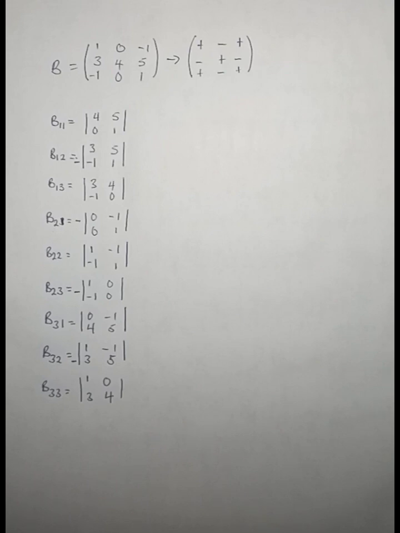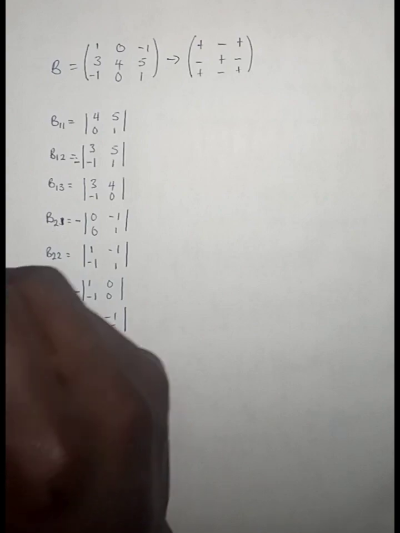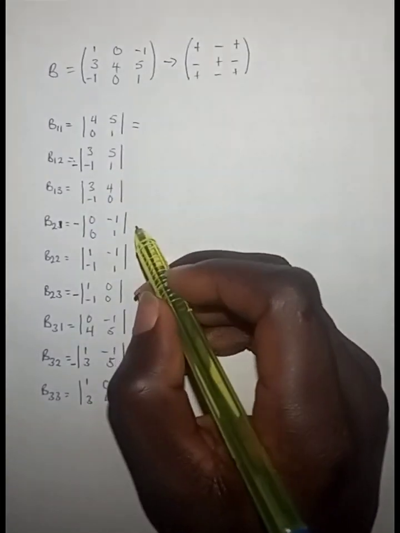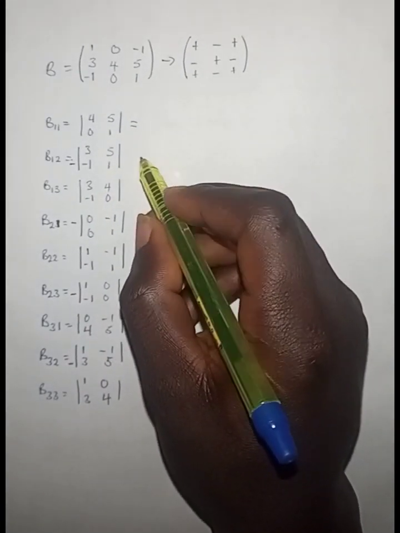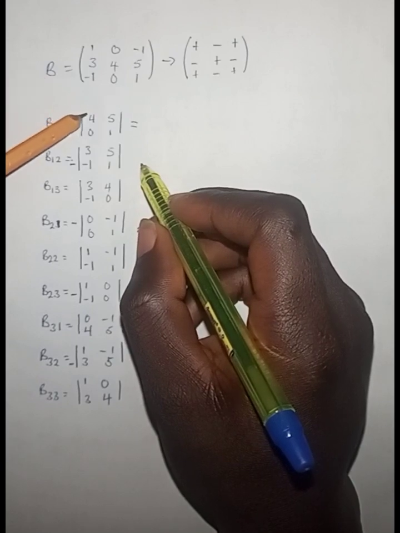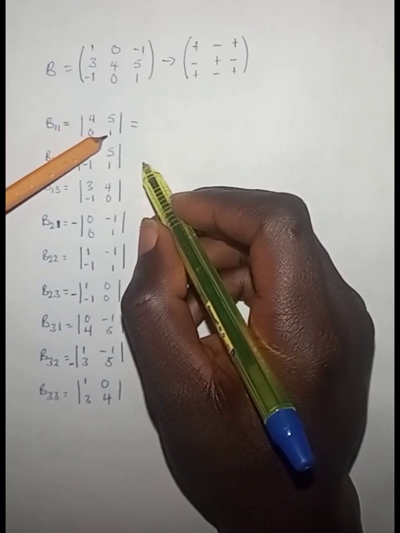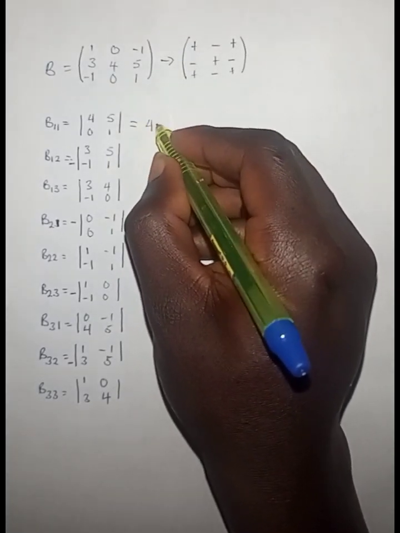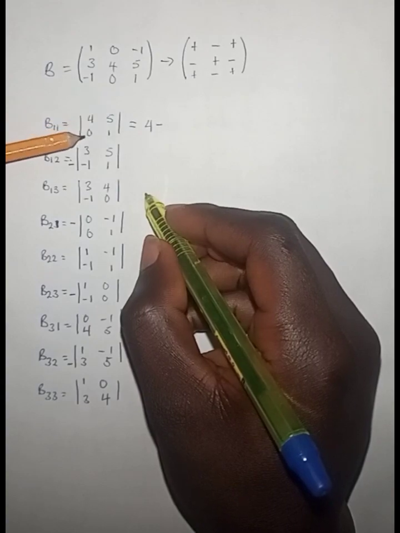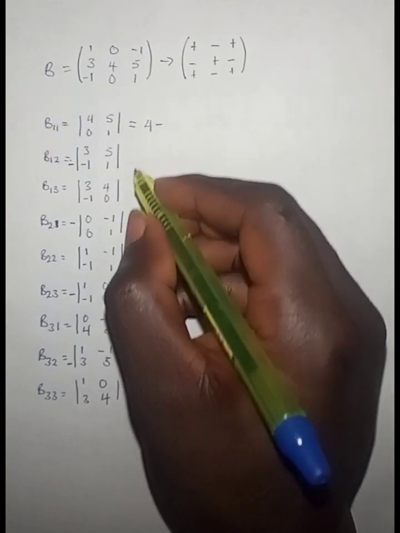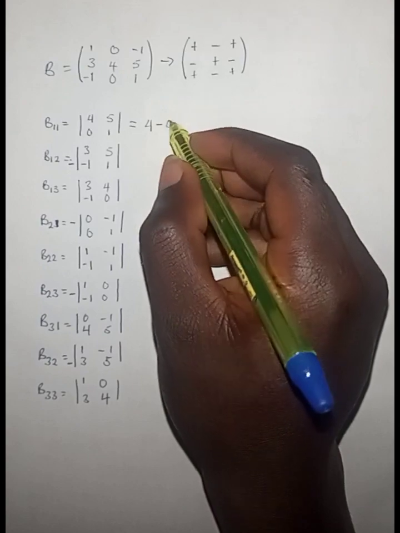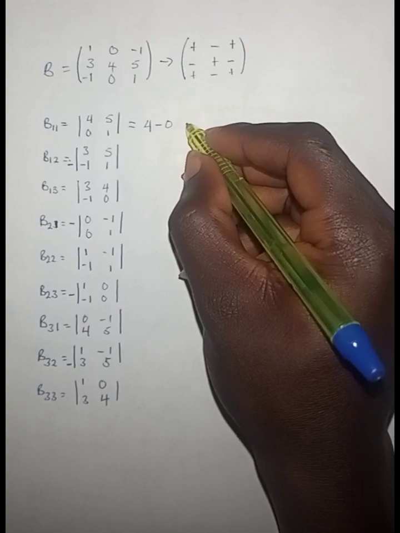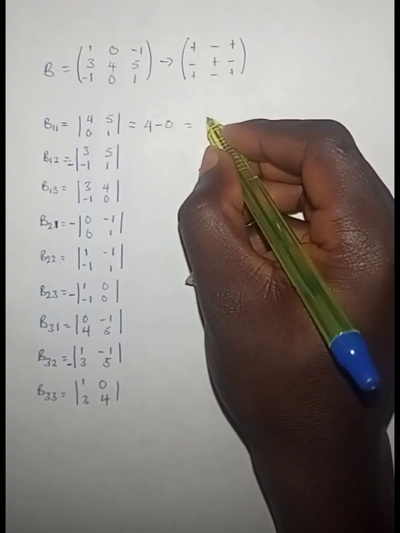So we resolve the determinant. For the first one, we multiply the first diagonal, which is 4 times 1, which is 4, minus 5 times 0, which is 0. And 4 minus 0 is 4.